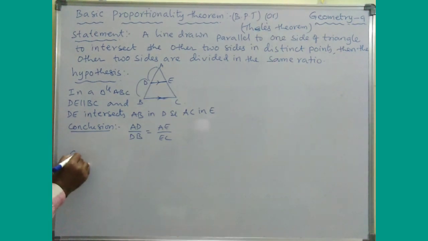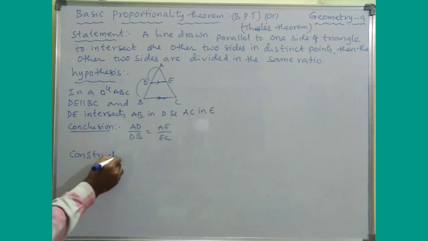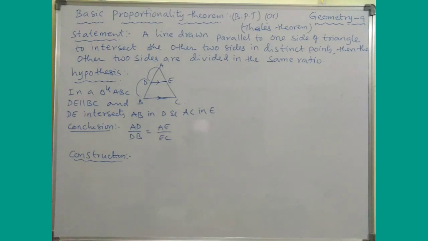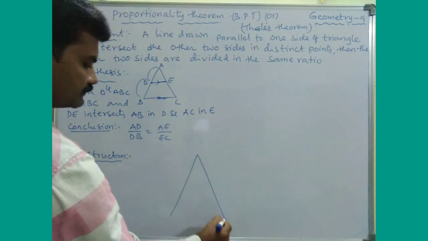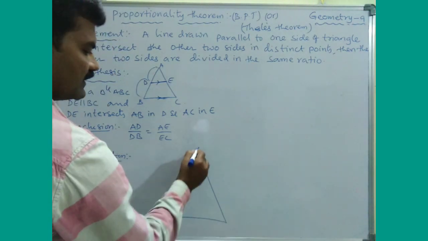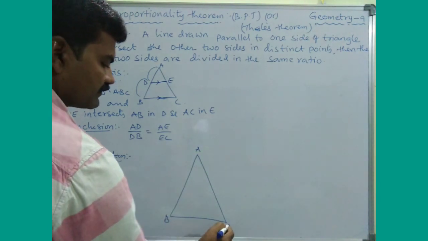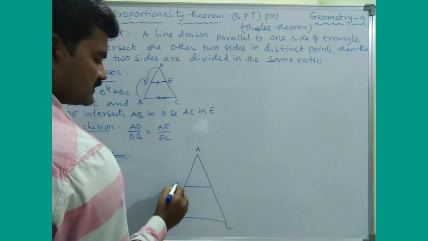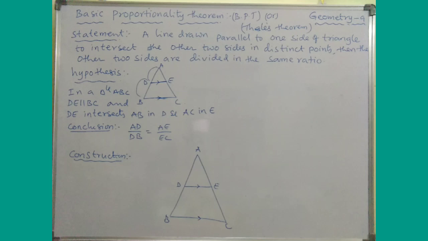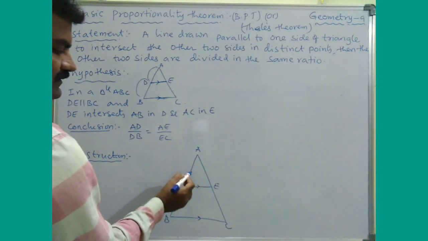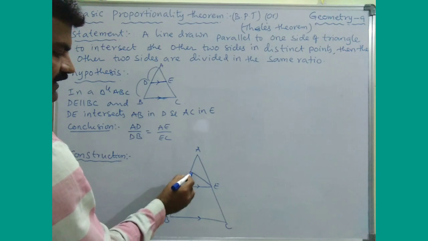Coming to the construction. To prove this, we need some construction here. So let me draw once again the diagram. Let it be the triangle ABC. This is the line, say DE, which is parallel to BC. Okay. So from E, draw the perpendicular to AD.